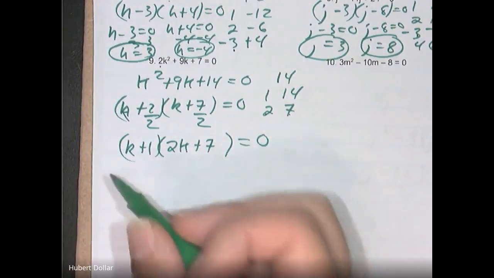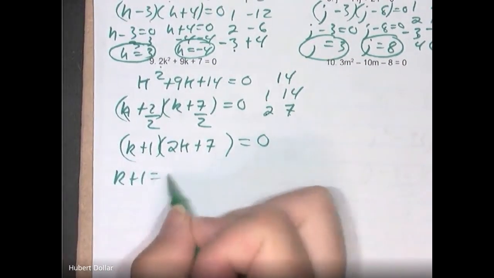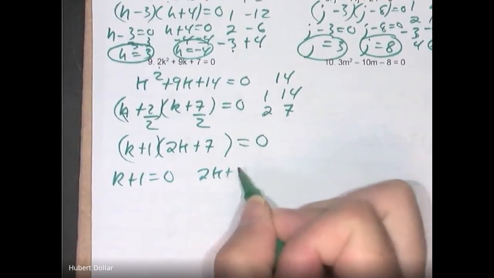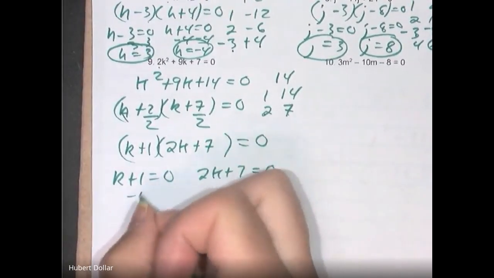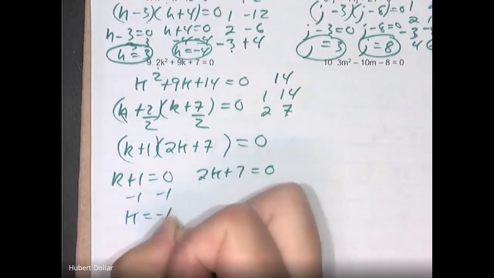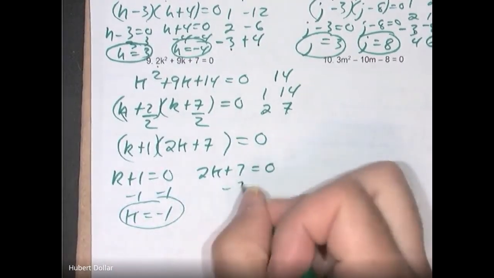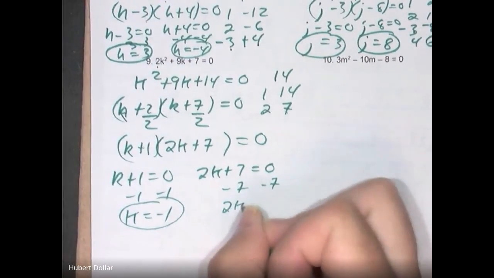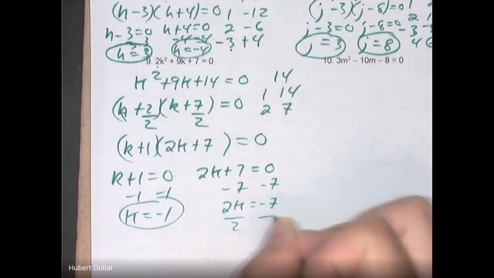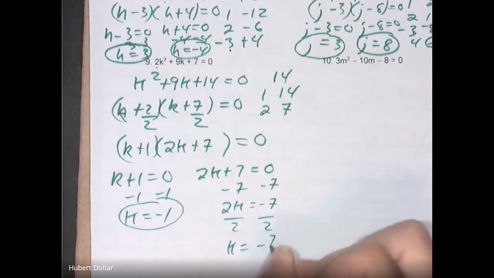And so now we can use the zero product property. Subtract the 1, k equals negative 1. Subtract the 7, 2k equals negative 7, divide by the 2, and k equals negative 7 halves.